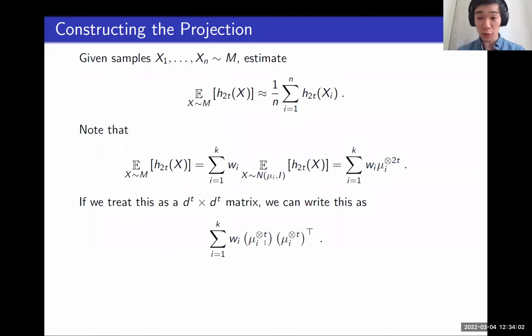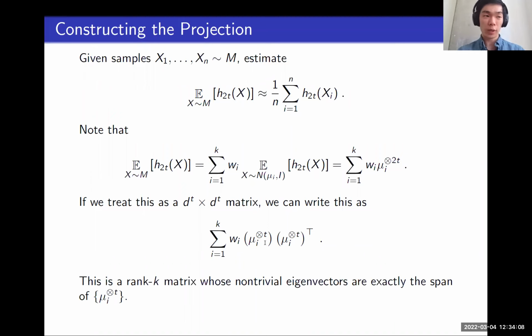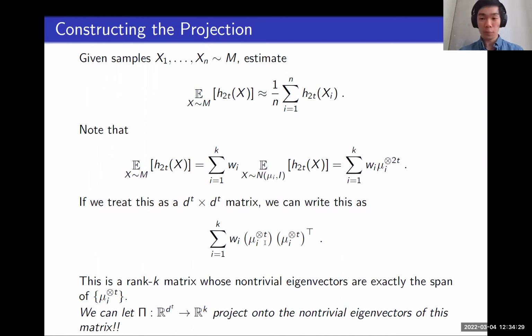But the key point is this matrix is rank k, right? And it's also something that we can estimate. So we compute this matrix, and then we just take the top k PCA. We have to do some work to deal with estimation error, but if we had this matrix exactly, then the top k PCA would give us exactly the span of mu_i to the t, right? So assuming we can do all of these computations exactly, we simply take the top k PCA of the matrix, and this gives us a projection onto the span of mu_i to the t. This is exactly what we want.